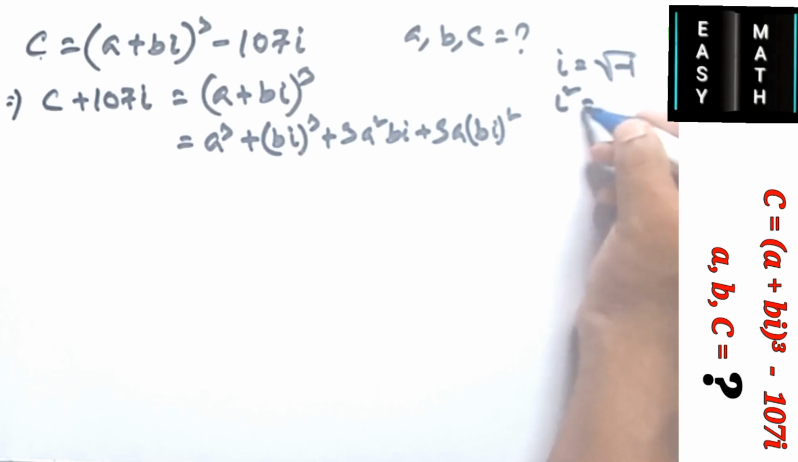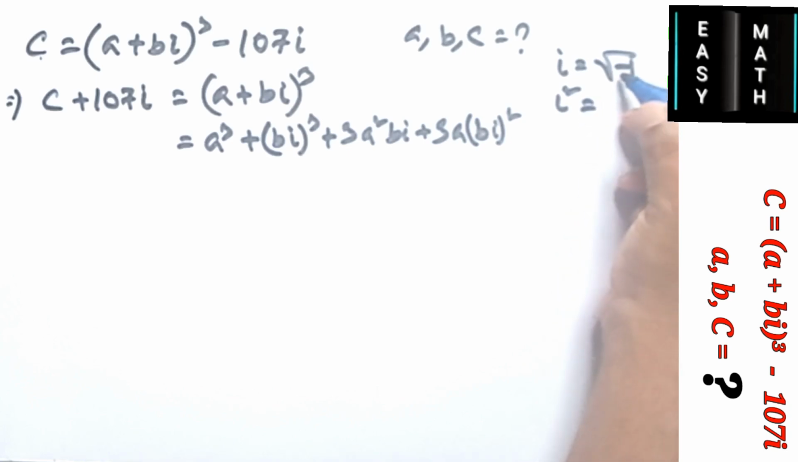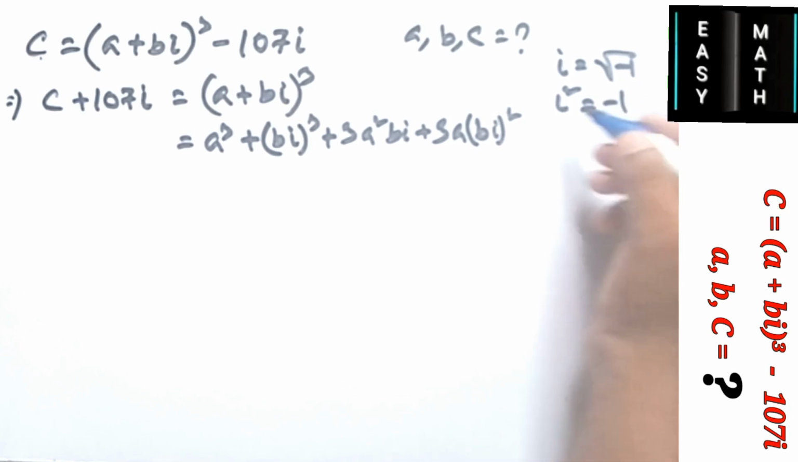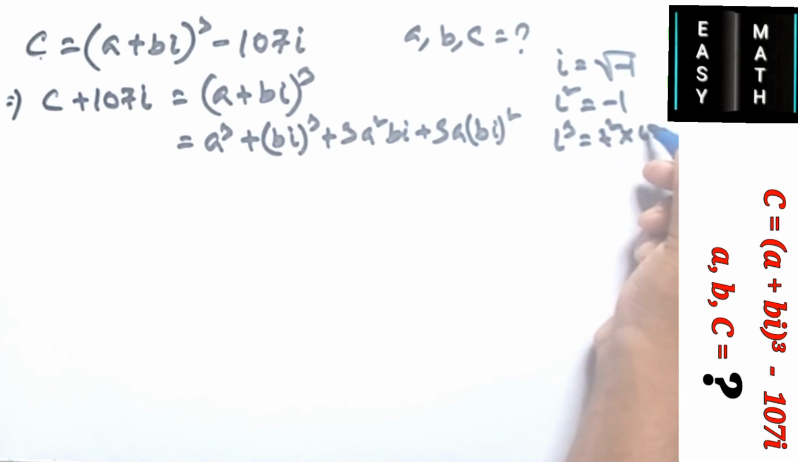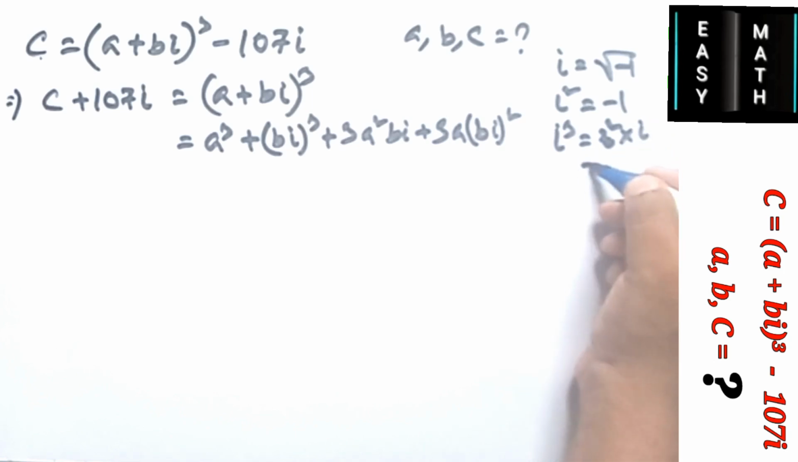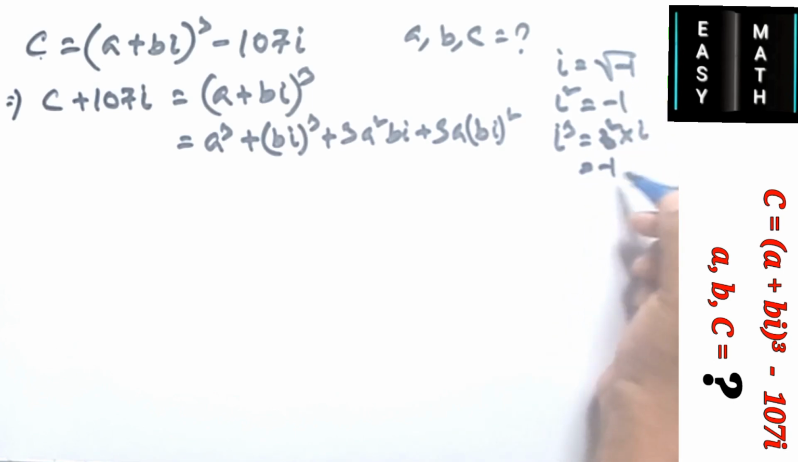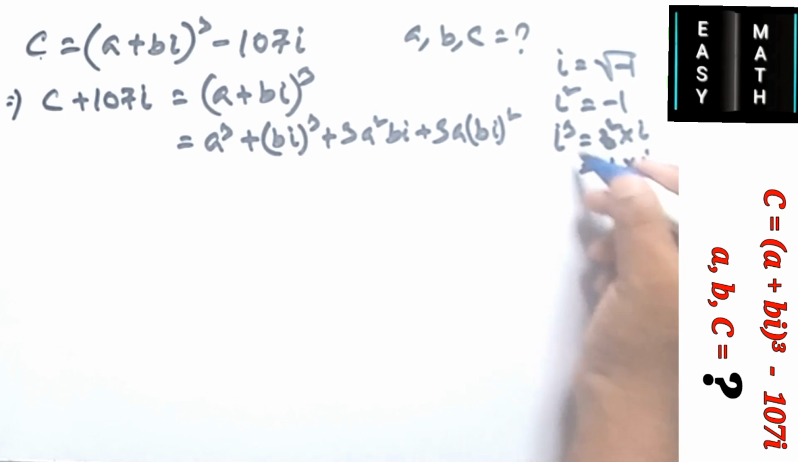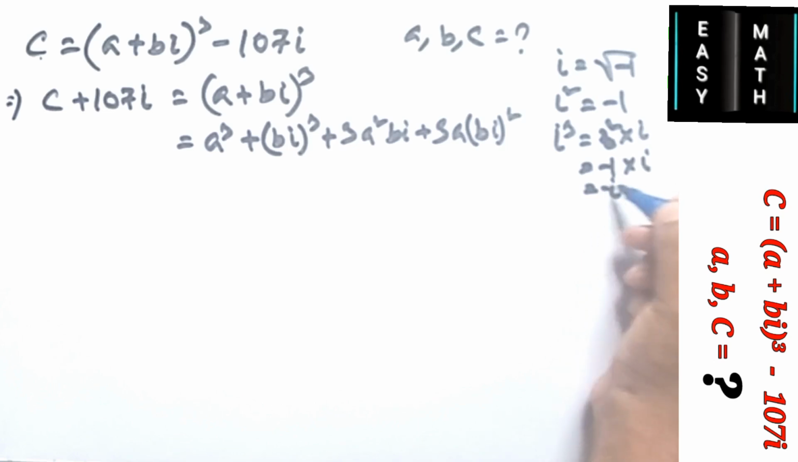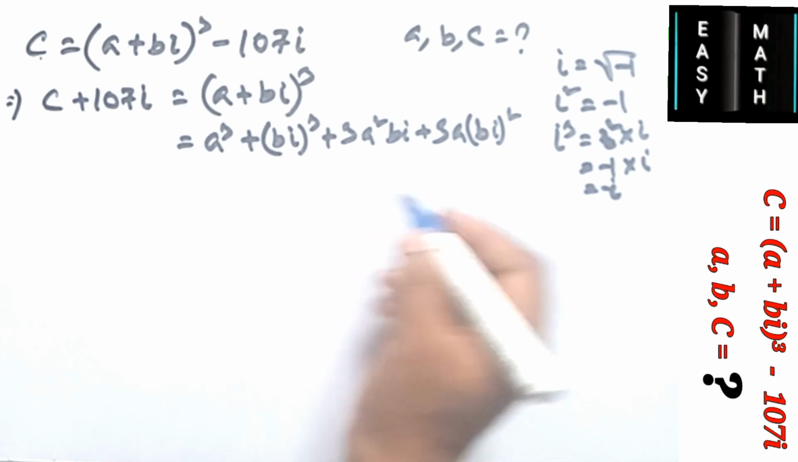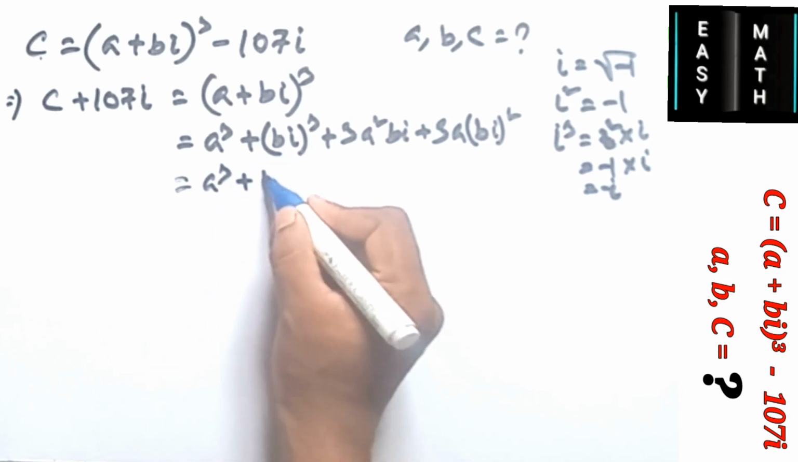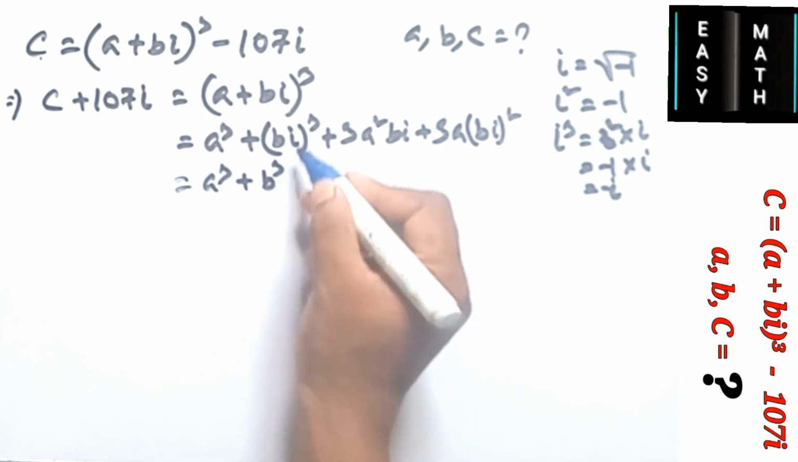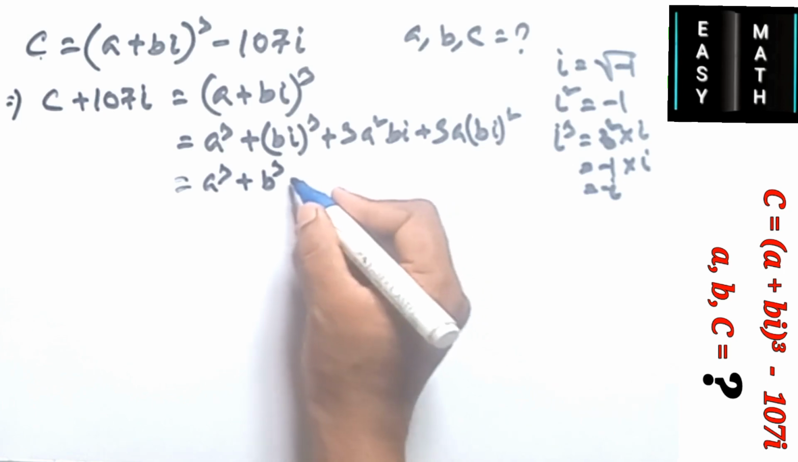So i squared is equal to the square root squared, so this is minus 1, and i cubed is equal to i into i squared. So i squared is equal to minus 1, and this is the i, so i cubed is equal to minus i. So there b cubed plus b and i cubed: b cubed there is, and i cubed is minus i, so there is the minus i.